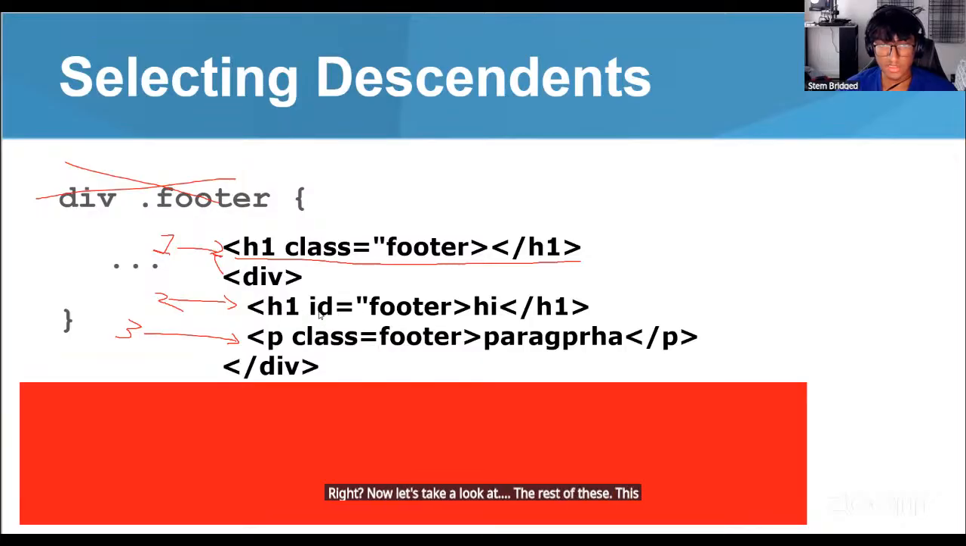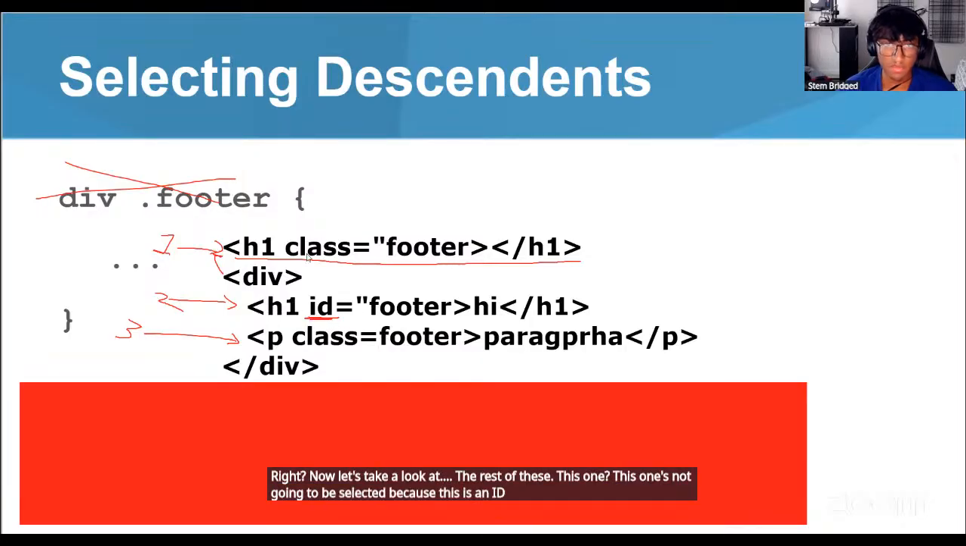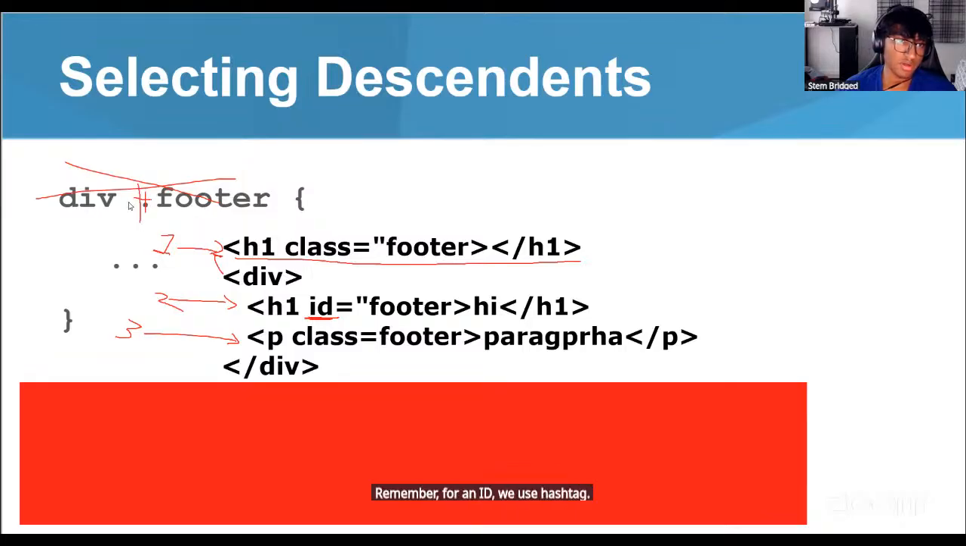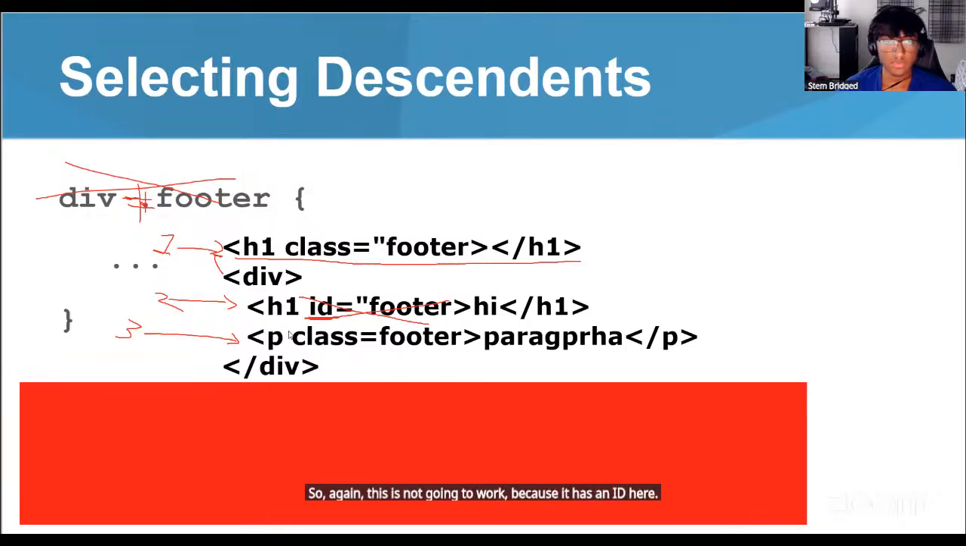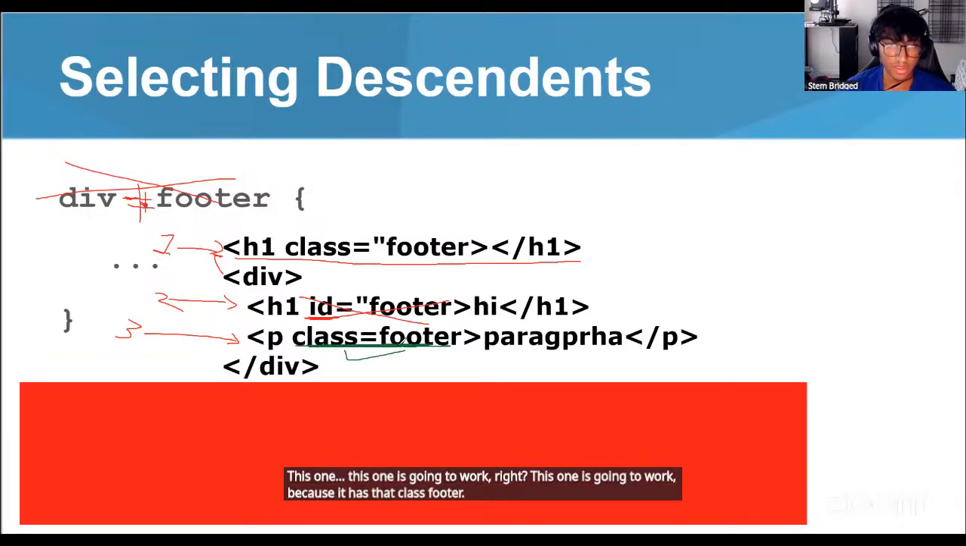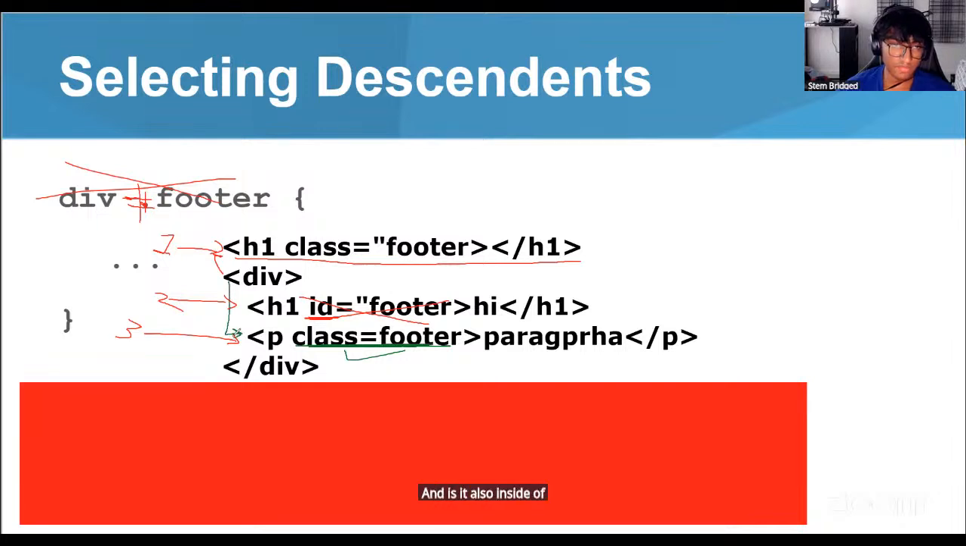This one's not going to be selected because this is an ID. Remember, for an ID, we use a hashtag. If we wanted it to be an ID, we'd have to put a hashtag here, but it's a period. So this is not going to work because it has an ID here. This one is going to work because it has the class footer and is also inside of a div. It's a descendant of a div, and it has the class footer. That's what this is saying: it has to be a descendant of a div, and it has to have the class footer, which we know because of that period right there.